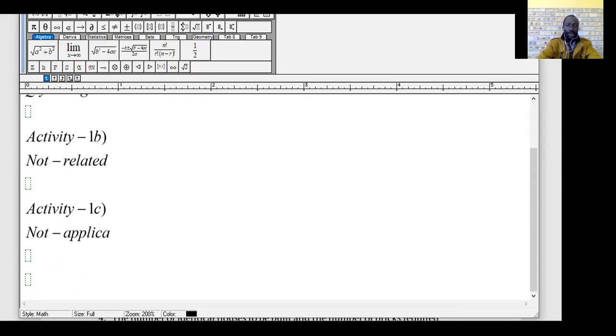Not applicable is used to mean we can't do that. So we can now move on to the second activity.